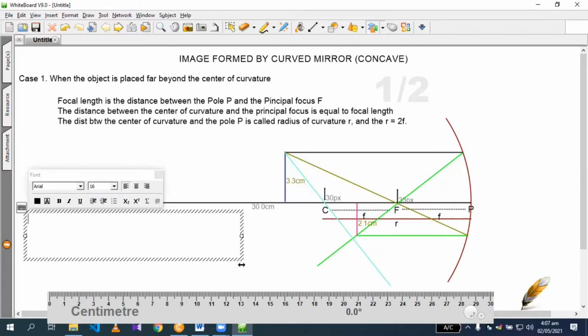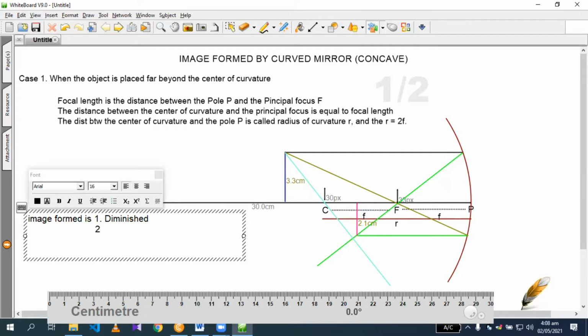So if you want to say what are the characteristics of the image formed by the concave mirror when the object is placed beyond C, the image formed is diminished. Yes, the image is diminished. Consider the object is 3.3 and the image is 2.1, which means it is smaller. It is diminished.